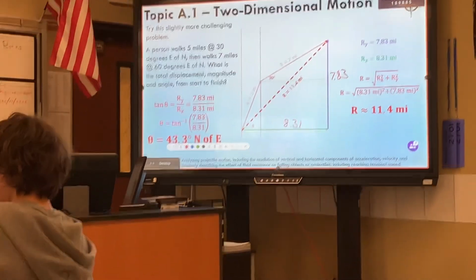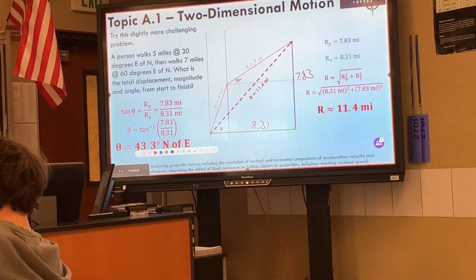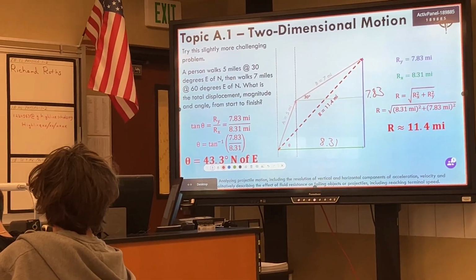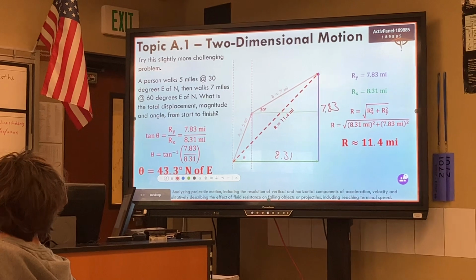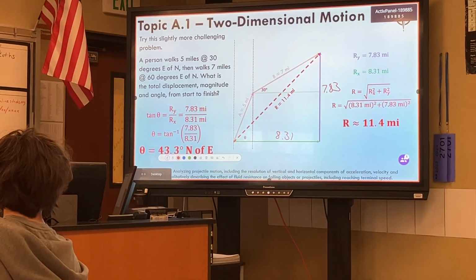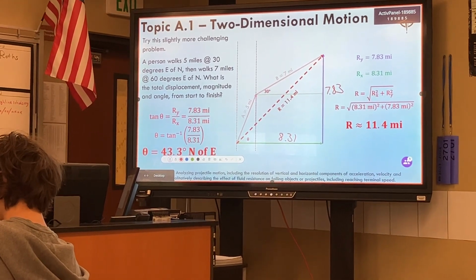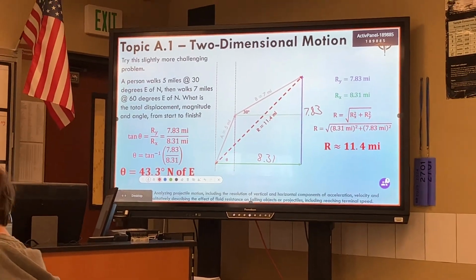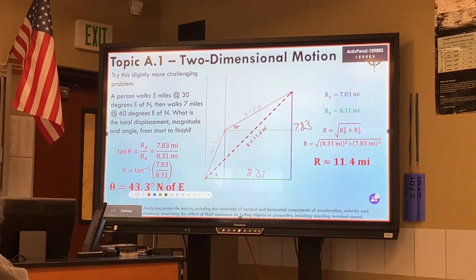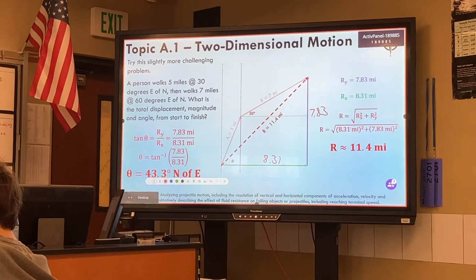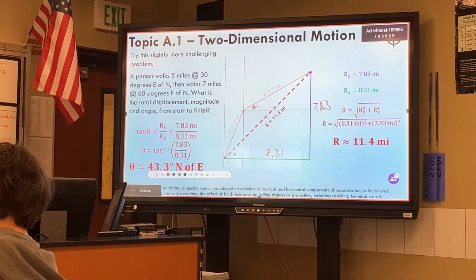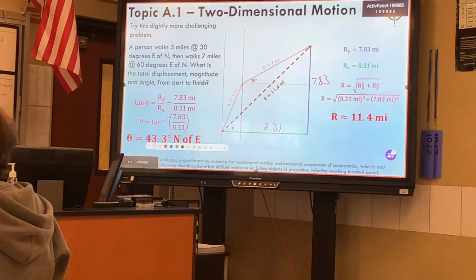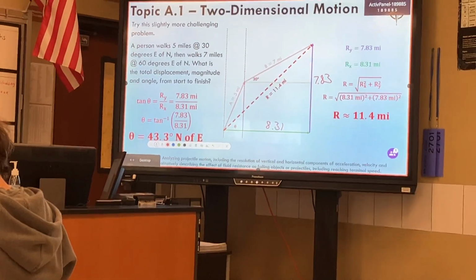Now, here's something new. How do you get the angle if you already know the ratio? So on your calculators, you see the three buttons sine, cosine, and tangent? Right above them, you see sine to the minus 1, cosine to the minus 1. So that's called inverse. Inverse means find the angle for which that tangent ratio is true. So you're going to push tangent inverse and put the ratio 7.831, and you get, hopefully, 43.3.